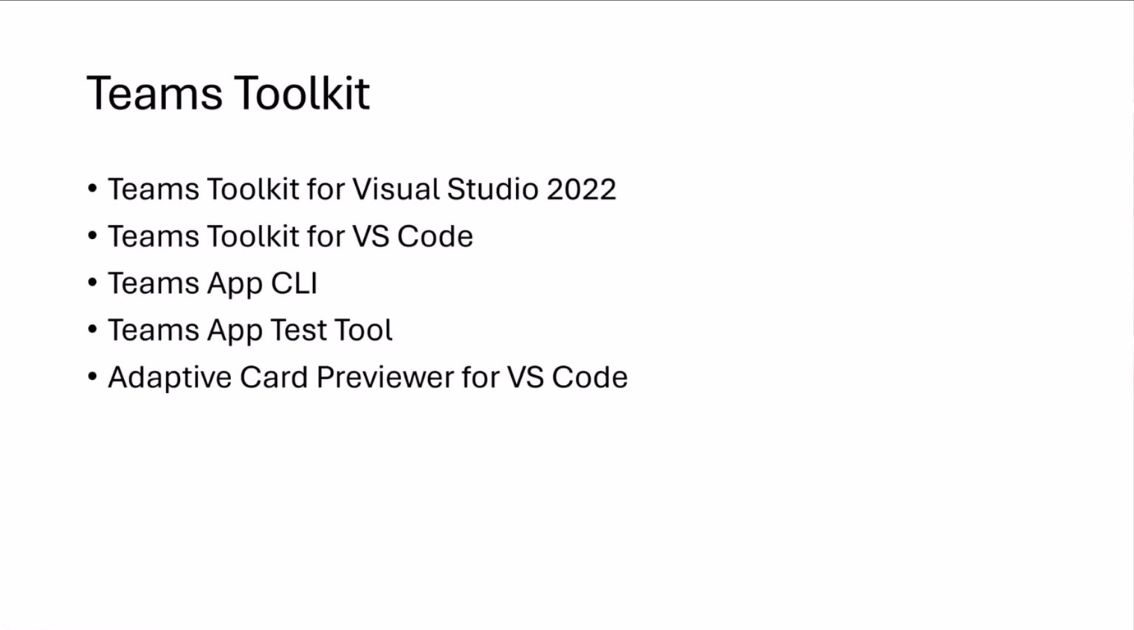A little more practically, what does all that mean? How is it packaged? These are the ways we package all of those things. We package them as extensions in Visual Studio and VS Code. And we also have a CLI, which we call the Teams App CLI. And then we have two additional tools, which is the Teams App Test Tool. This is the simulator-like thing I mentioned. And then we also have the Adaptive Card Previewer for VS Code. This is another extension that's available in VS Code to help you design time preview adaptive cards. So those are the main things that we package and release as part of Teams Toolkit.